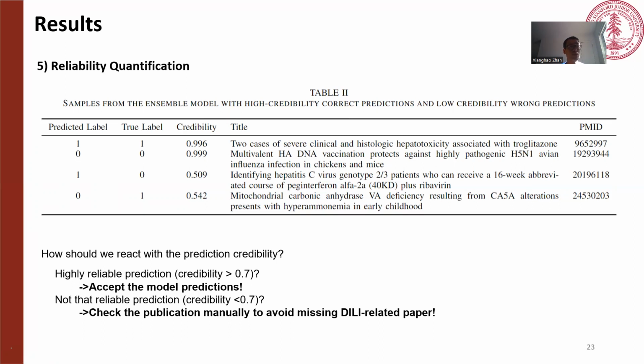So to sum up, how should we react to the prediction credibility or leverage the reliability quantification results? Here we give the user 2 strategies. First, for the predictions with high credibility, for instance, larger than 0.7, we can accept the model prediction. But for the less reliable predictions, for instance, with credibility smaller than 0.7 or smaller than 0.6, we suggest the readers or users check the publication manually to avoid missing DILI related papers. So with this credibility mechanism, the user could more confidently use this DILI filter model so that we can enable the model to miss fewer false negative publications.